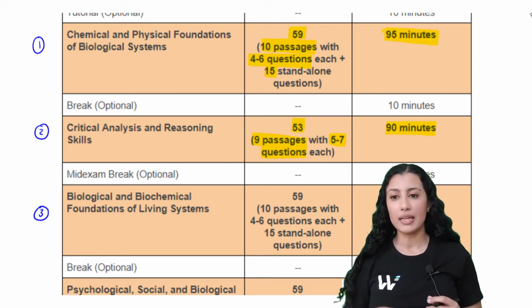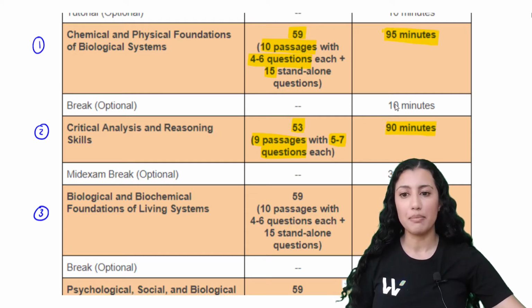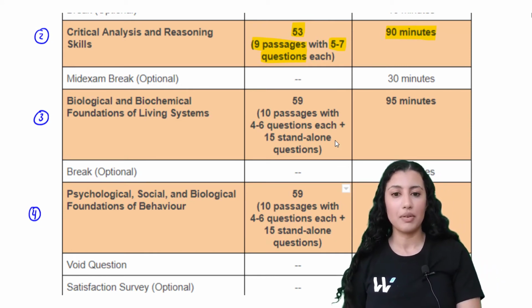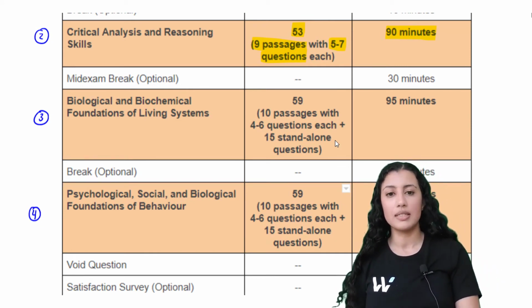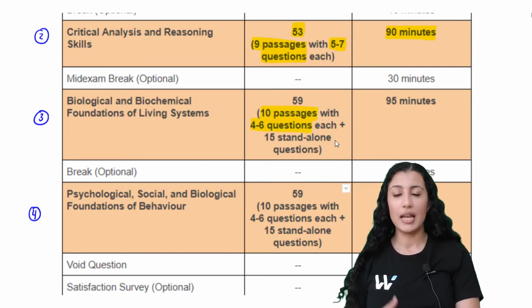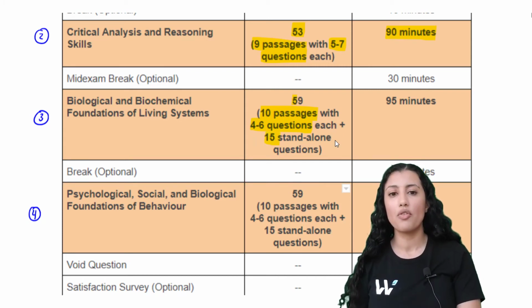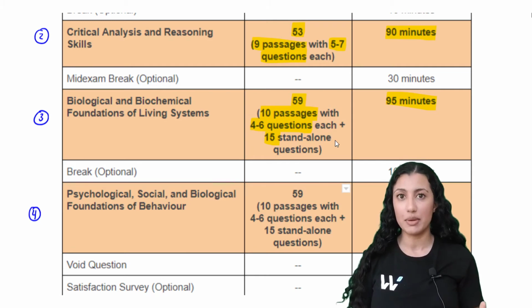And then the next section is biological and biochemical foundations of living systems. So this one is very similar to the other science sections where you have 10 passages, 4 to 6 questions each in a passage. And then on top of that, you have 15 standalone questions for a total of 59 questions. And you're also going to be given 95 minutes for that.